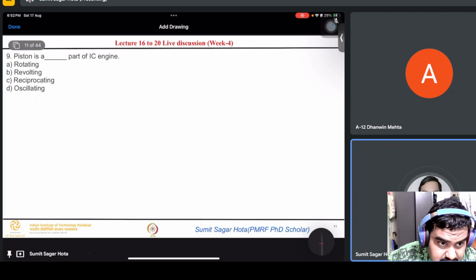So what is a piston? The piston is a dash part of an IC engine. Piston is always a reciprocating part, because it obviously cannot rotate or revolve. Oscillating is also not possible, so obviously we will always take it as a reciprocating part.